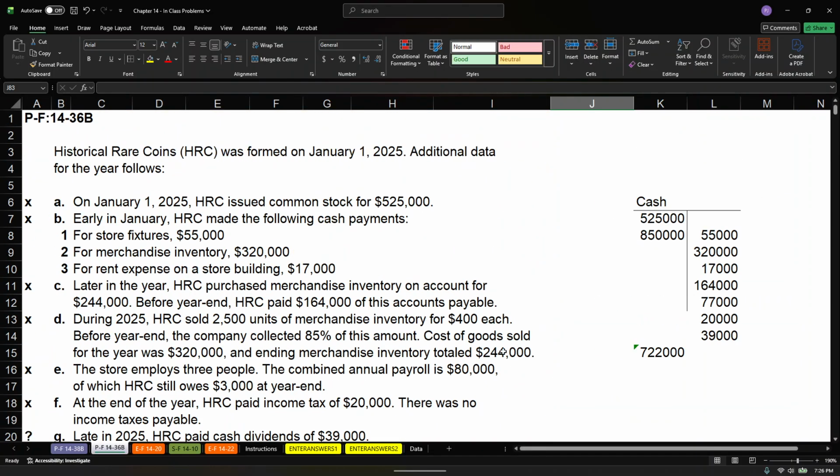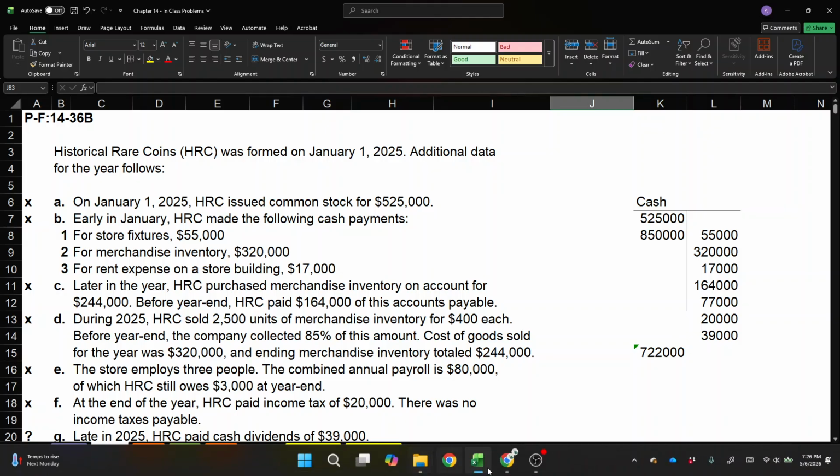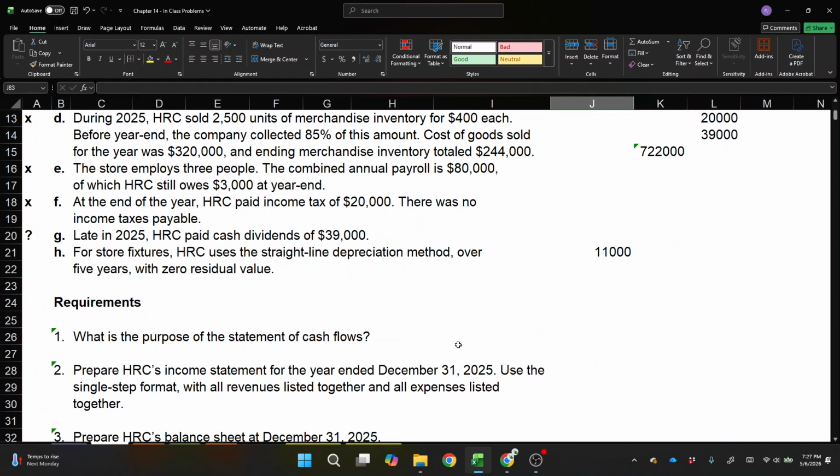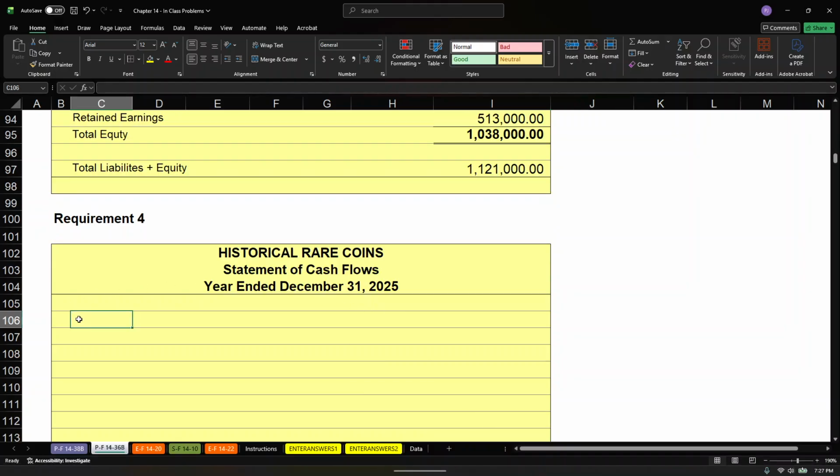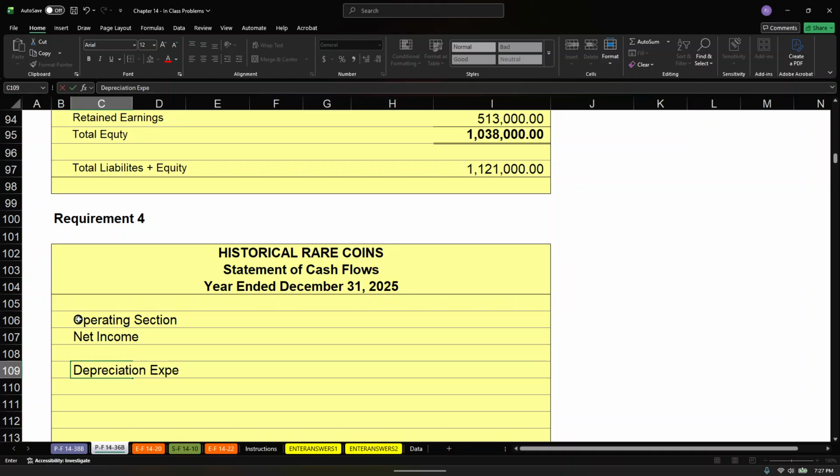Now, what we did wrong here, let's pause and think about it. I'm going to pause and think about it. I want you all to move on to the statement of cash flow. So remember, start with the operating section. You're going to start with net income, which you now have. You're going to do a depreciation expense add back.